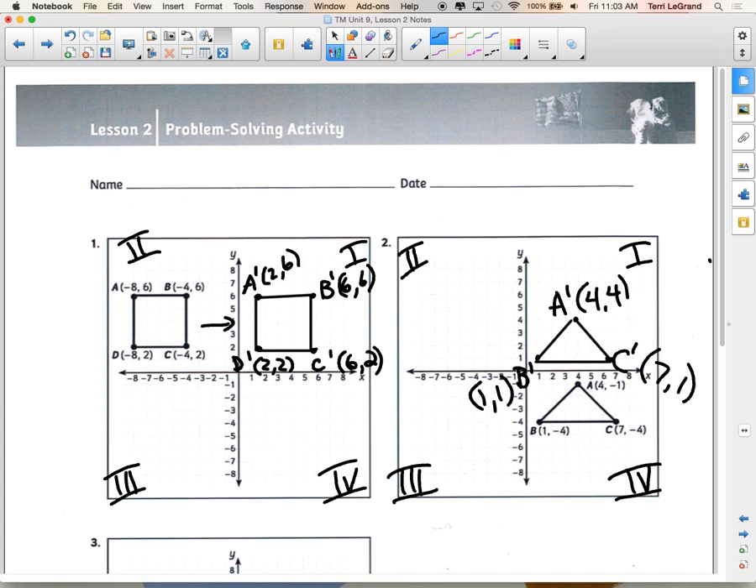Okay, questions on this one, number 2. Ready to work? Did we do well? Did we end up in quadrant 1 like we were supposed to? Yes. Okay. If we don't end up where they said, then that's a problem, isn't it?